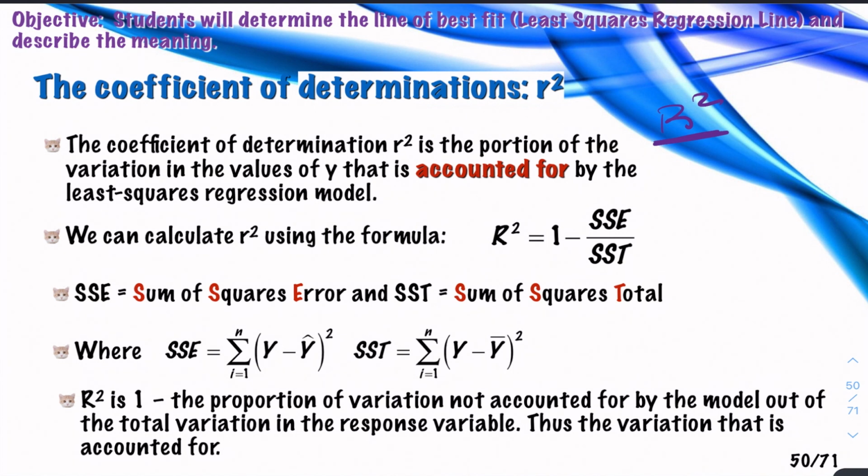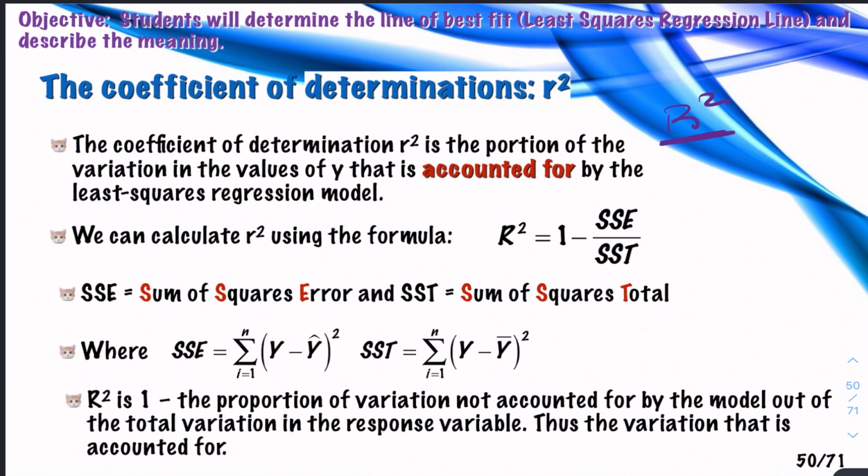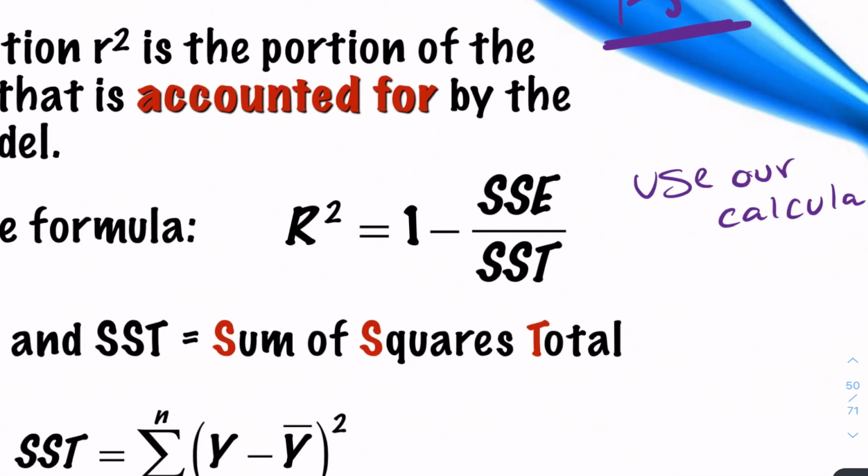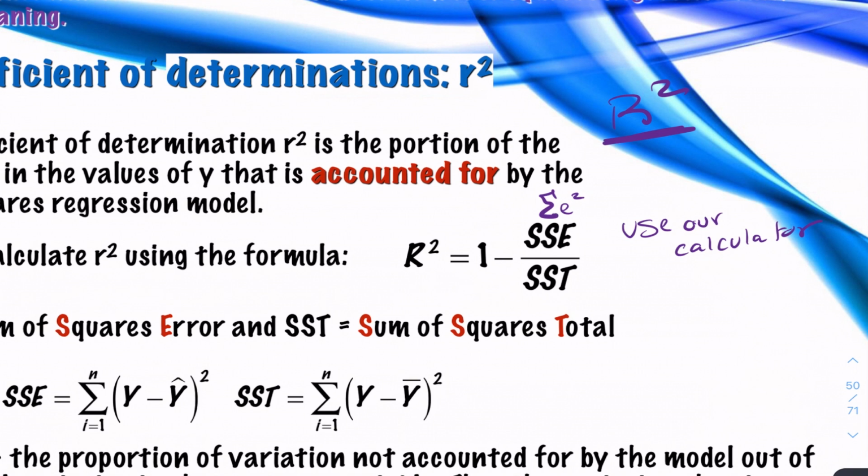So the coefficient of determination, or R squared, is the portion of the variation in the values of y that is accounted for by our model, or the least squares regression model. And we can calculate R squared using this formula. Again, we use our calculator for this. But you could. It's 1 minus the sum of the square errors, or this is E squared, summed up, divided by the sum of the square totals.